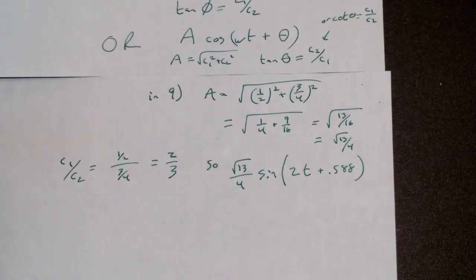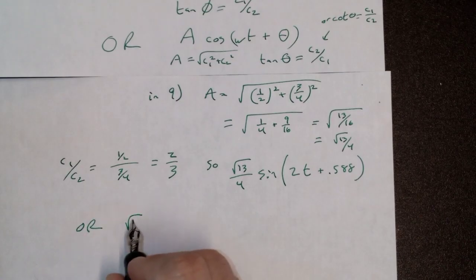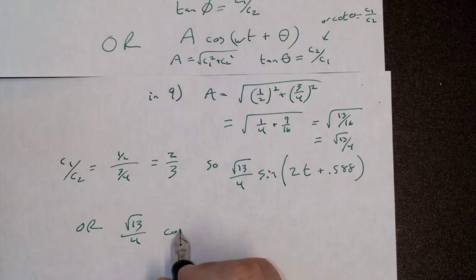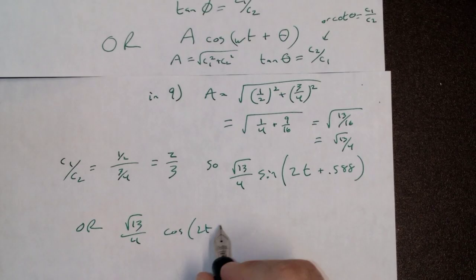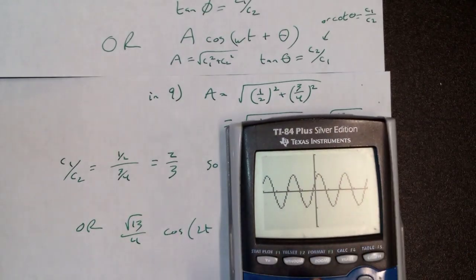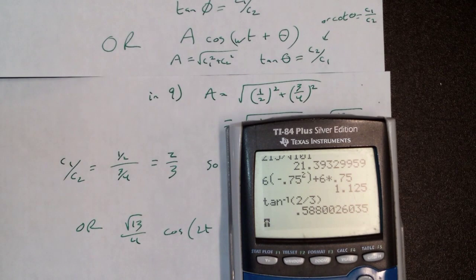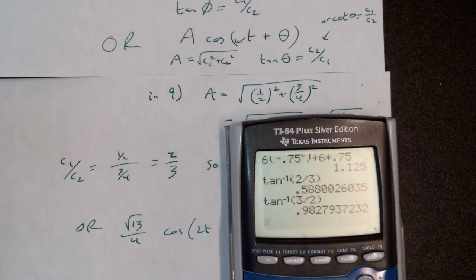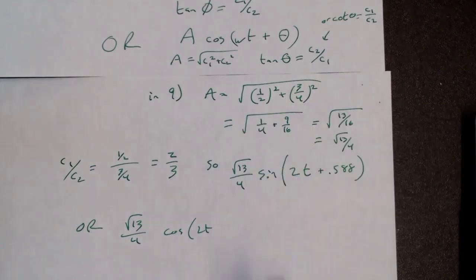You could also do the cosine. Square root of 13 over 4 cosine of 2t minus what? Well, now I need an angle whose tangent inverse is 3 over 2 instead of 2 over 3, 0.983.